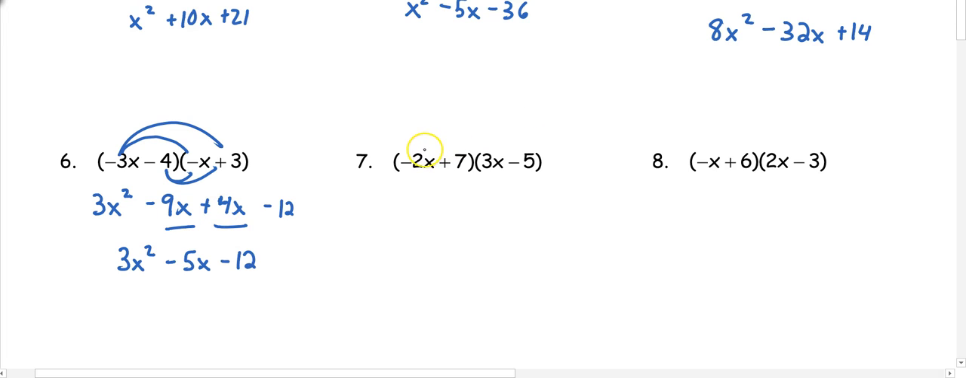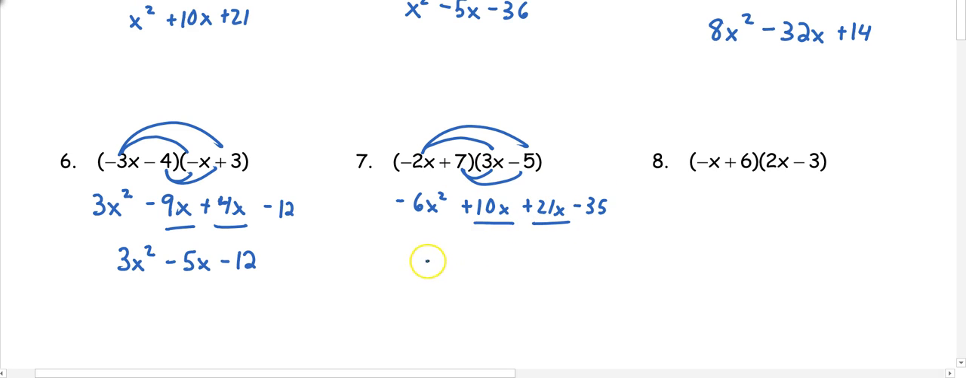Number 7, when I distribute negative 2x, I do negative 2x times 3x, which gets me negative 6x squared. Negative 2x times negative 5 gets us plus 10x. 7 times 3x gets me 21x. And 7 times negative 5 gets me negative 35. I combine those x terms together, so negative 6x squared plus 31x minus 35.